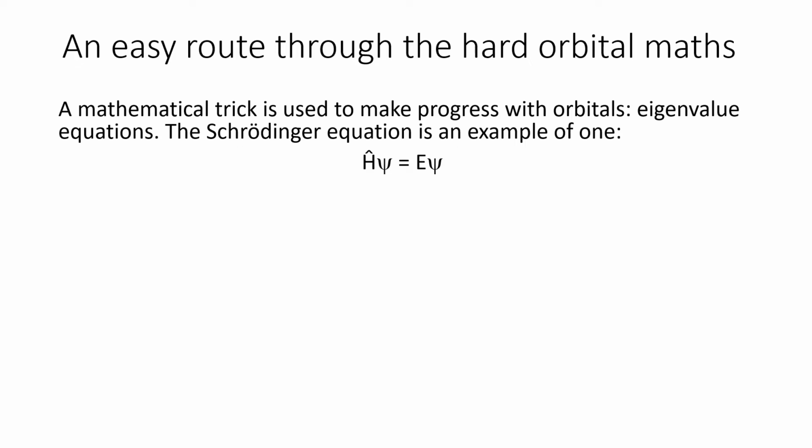And this is going to inevitably involve doing a little bit of maths, and I've called this an easy route through the hard orbital maths. My justification for this is that if you don't do any maths at all, as you see in a lot of A-level textbooks, you're just presented with a bunch of blobby pictures, a load of descriptive text and a bunch of facts you have to learn, which isn't really very satisfying if you're trying to appreciate why things are as they are.